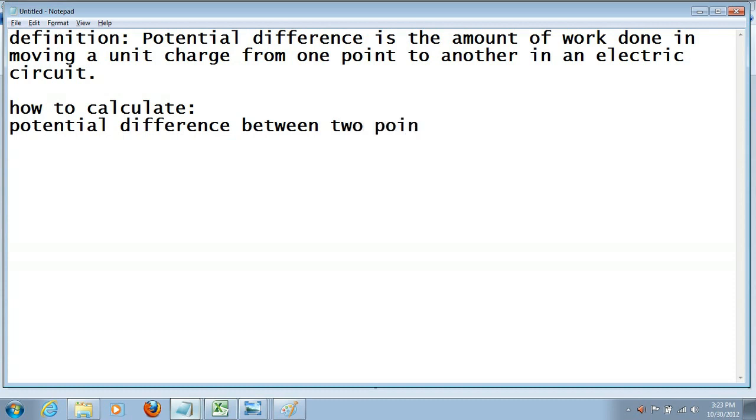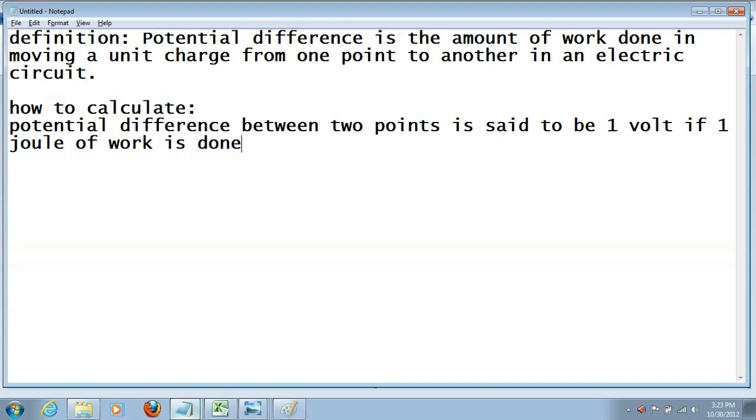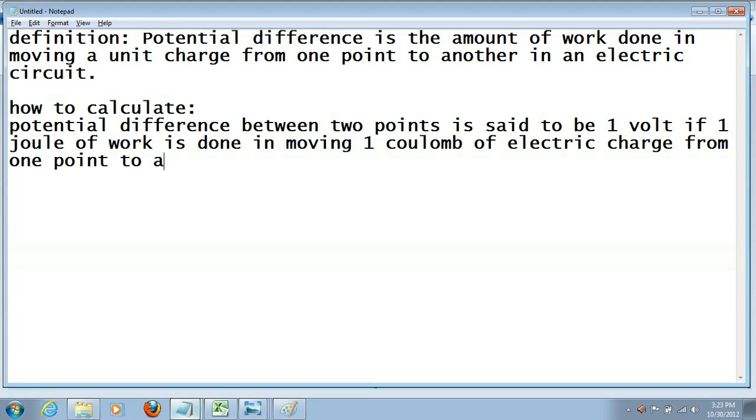So the potential difference between 2 points is said to be 1 volt if 1 joule of work is done in moving 1 coulomb of charge from one point to another in an electric circuit. I hope this is not so difficult. Remember this formula, 1V equal to 1J by 1C.